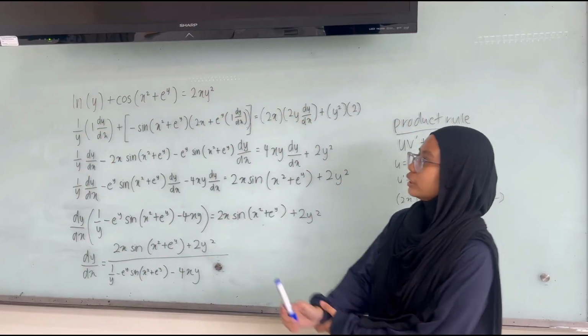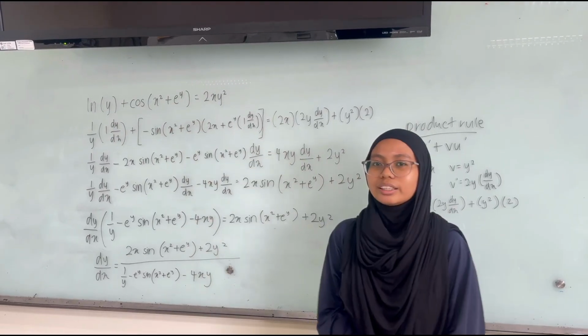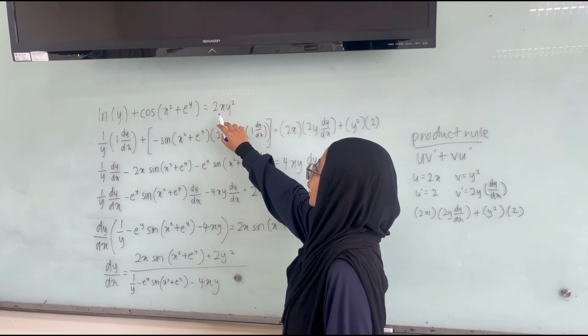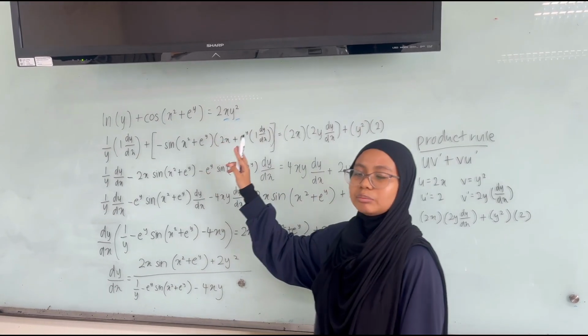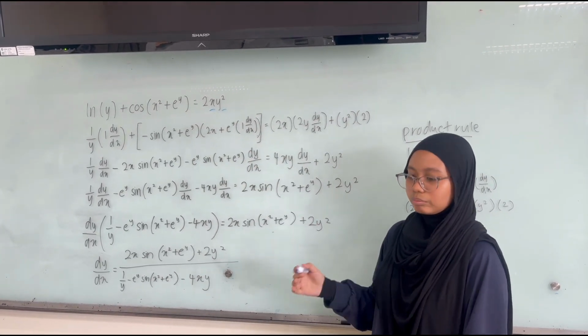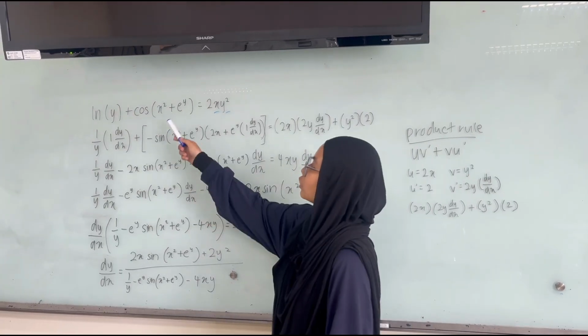For question 3, we are given this equation and we are asked to find dy over dx. Because if you take a look here, we have the terms x and y. There are two terms mixed in one function, so that's why we have to use implicit differentiation. So we have to differentiate both sides.